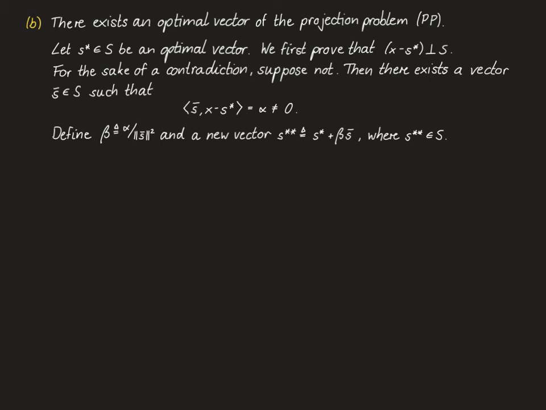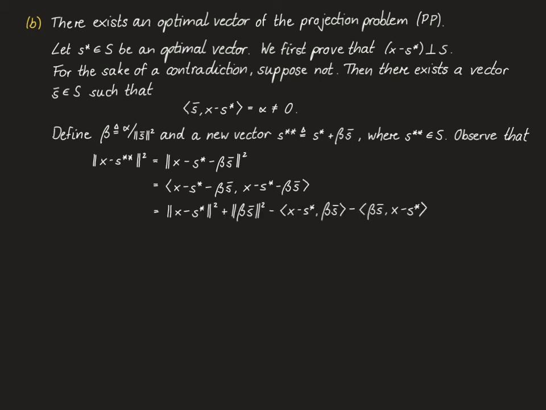Now observe that the norm of x minus S star star squared can be written as follows. By the definition of the induced norm, the norm of a vector squared equals the inner product of the vector with itself. And now we can apply conjugate linearity in the first argument and linearity in the second argument, as we've already done a couple of times. And what we get is the norm of x minus S star squared plus the norm of beta S bar squared minus this inner product minus this inner product.